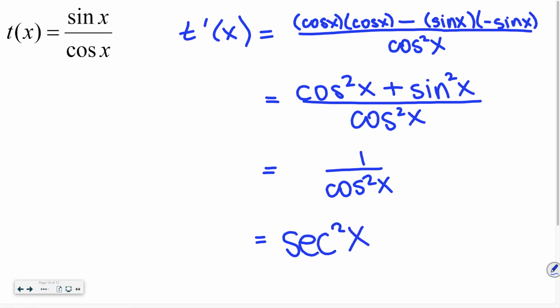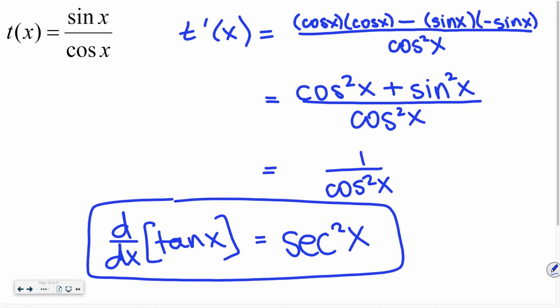Okay, Grace, you said that this was tangent, right? I'm going to give her the credit. Guess what we just figured out? The derivative of tangent is secant squared. You don't have to do the quotient rule ever again. The derivative of tangent is secant squared.